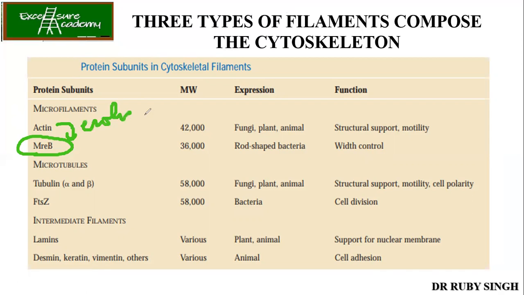Okay. So what are MreB proteins? They are the proteins responsible for giving the bacteria a rod shape. Now, if suppose it is absent, what will happen? The bacteria will have a spherical shape. Now, this is very important to remember. What determines the shape of the bacteria? It is the MreB protein, which is nothing but the actin homologue. Okay, so if it is present, it means the bacteria will have a rod shape. If it is absent, then it will have a spherical shape.